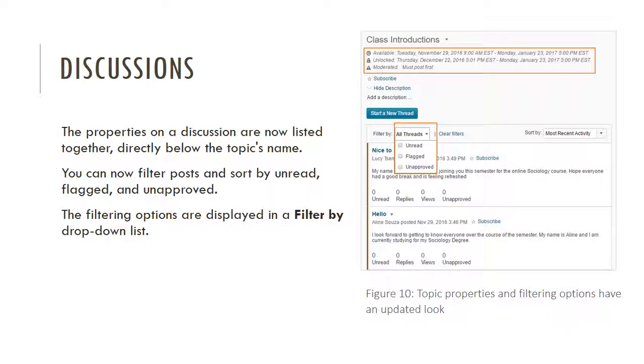Alright, discussions. There's a few different things changing with discussions. One thing is all of the details of your restrictions are going to be listed there right under the discussion name. And you can also filter by unread or flagged or unapproved, just to make it easier to sort through your discussions and read them. There still is that little trick out there where it doesn't recognize that you've clicked on something and read it. You have to click the little drop down arrow here and say mark all posts as read for it to pick up that you've read them.